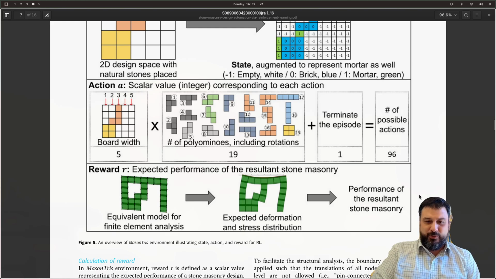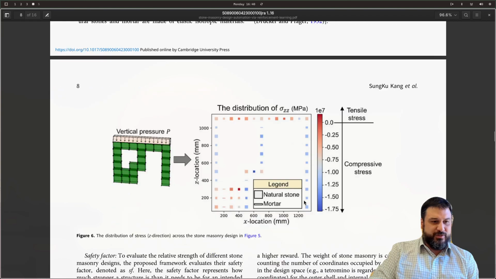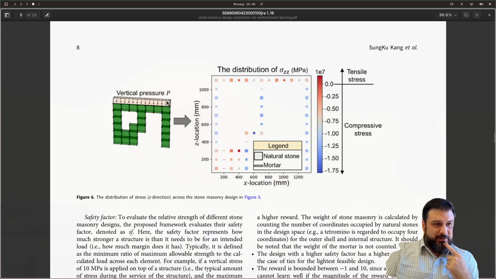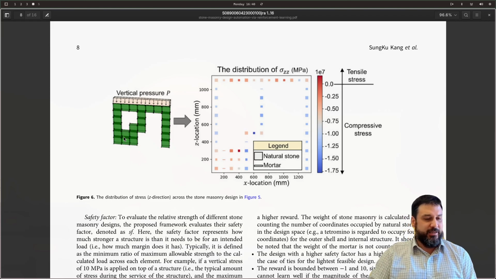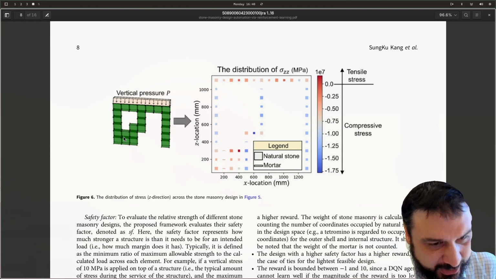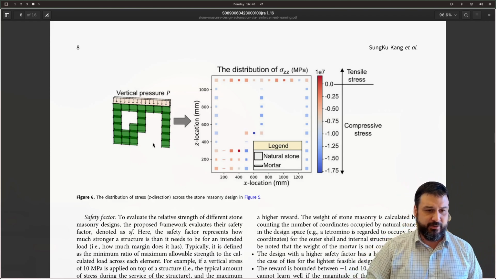And from that, you can compute a performance score of the resulting stone masonry structure. This is kind of how it looks. You have the vertical pressure on top, and you have standard 8-node bricks. And they do consider linear elastic analysis for each of these steps. And you can kind of see what the system is looking at here.